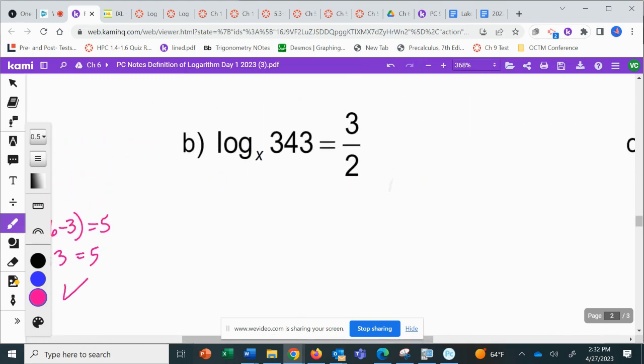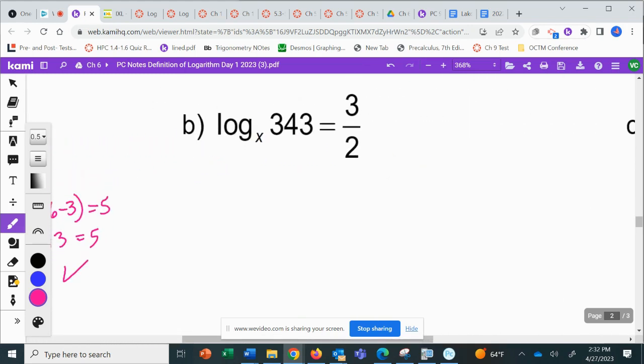Each of these is slightly different, so we won't do the exact same thing for every single question, but you'll have examples to use with your assignment. So we've got log base x of 343 equals 3/2. We need to get x by itself. You see that it's log base x. The 343 does not need to go. What needs to happen is x needs to not be here.